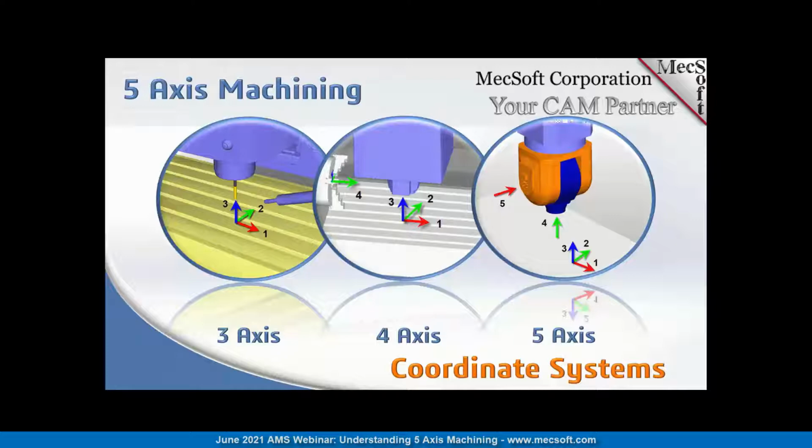Now, the first thing we want to talk about is the different coordinate systems in a 5-axis machine. What you see here on the left is a typical 3-axis setup where you have X, Y, and Z being the three primary axes. In the middle, you have a 4-axis setup. In addition to the 3 axes, you have the additional 4th axis rotation axis. And then on the right, you see a typical 5-axis setup. In the image on the right, we're showing a head-head configuration where the 4th and 5th axis reside in the head of the machine tool.